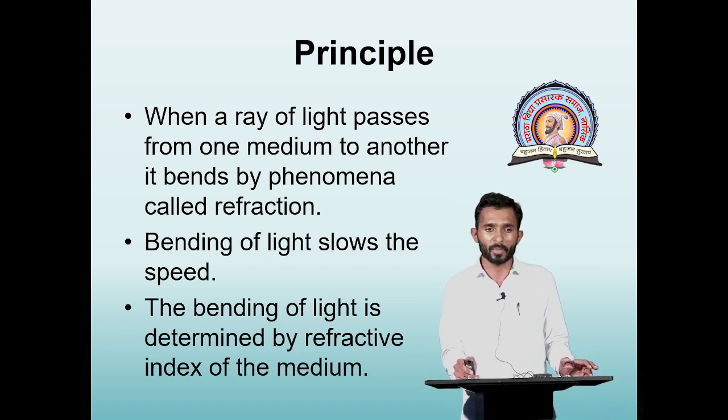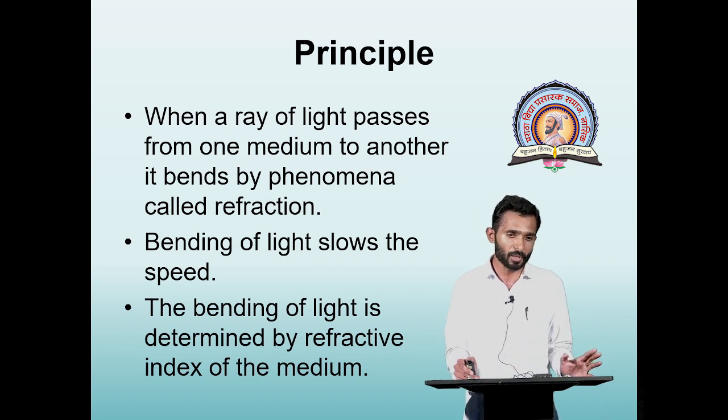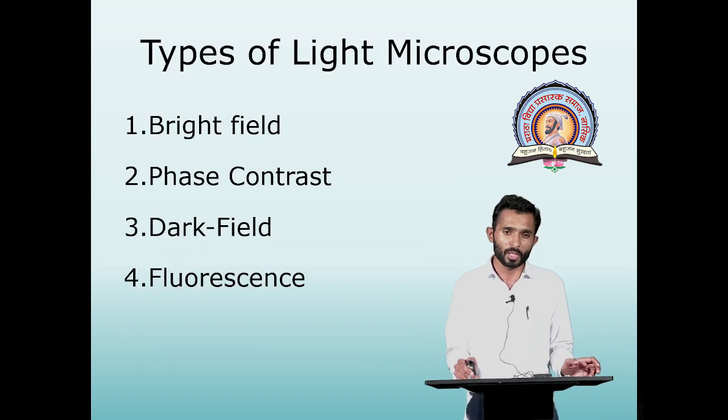The principle of a light microscope is that it works on the basis of visible light passing through media of different refractive index, from the mirror. The incident rays fall on the mirror, are bent, and come into the objective and up to the eyepiece. So the bending of light is also slow. The bending is determined by the refractive index of a medium. This is the principle of a light microscope.